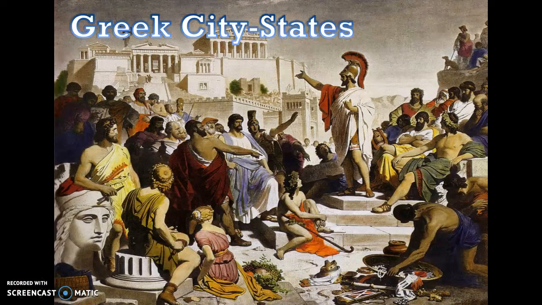Alright, here we go with part 3 of our unit on ancient Greece. Today's focus will be on the two major city-states of ancient Greece, which were Athens and Sparta. Okay, so this should be short and sweet, and so let's jump right into it.